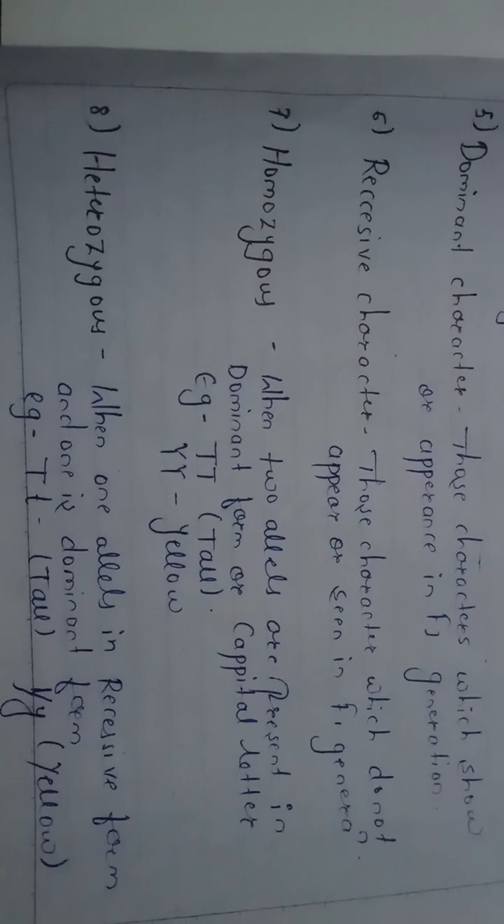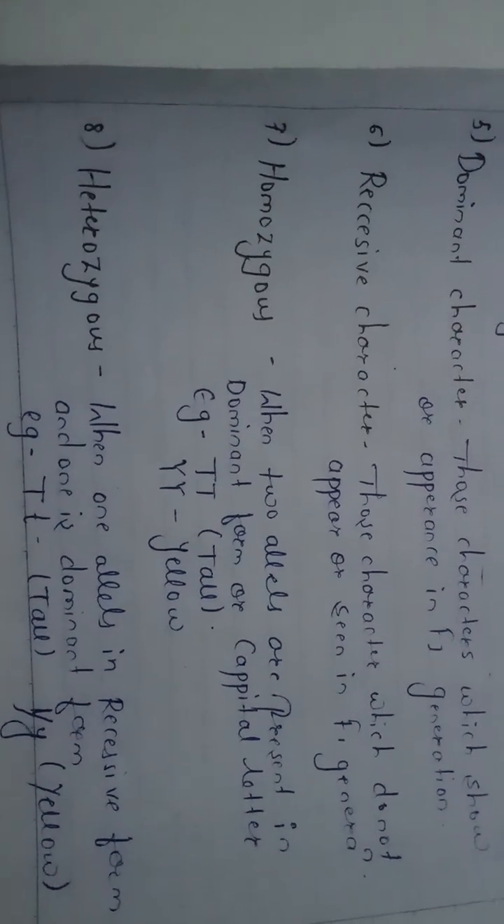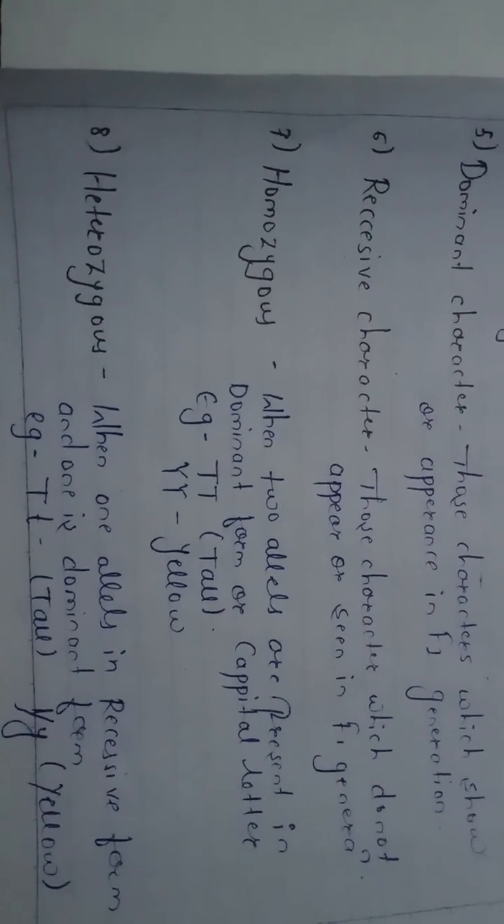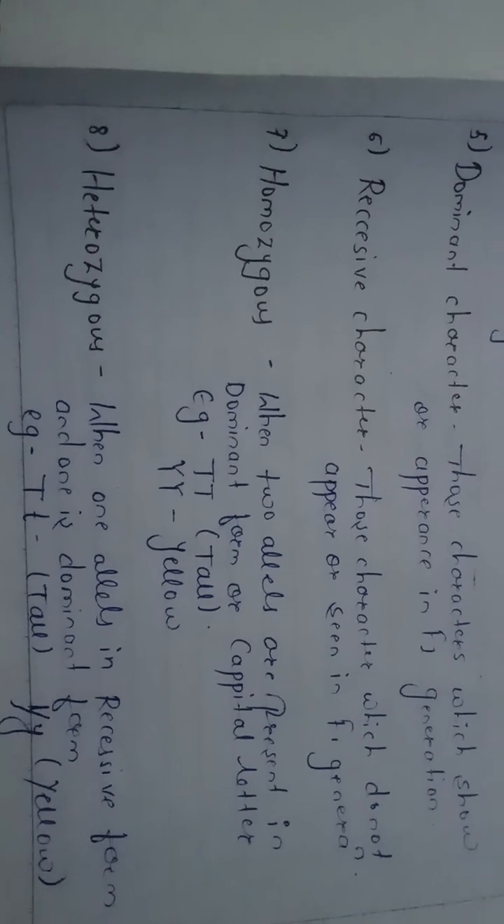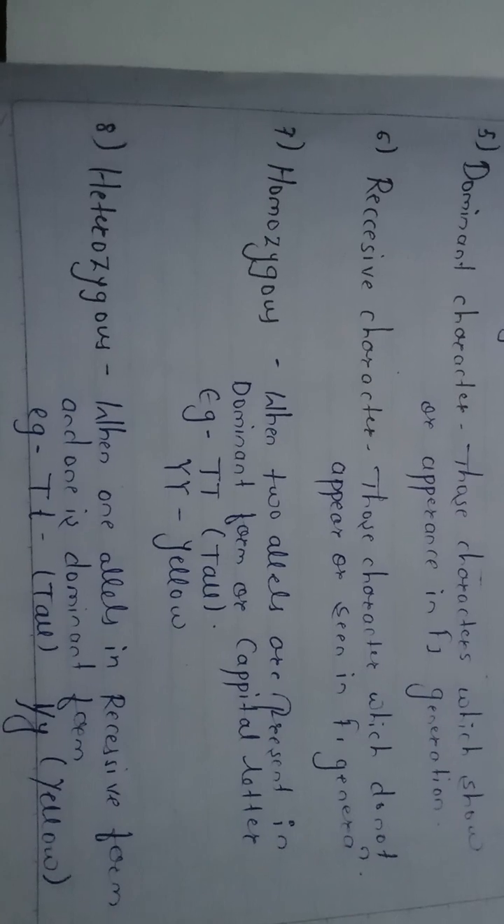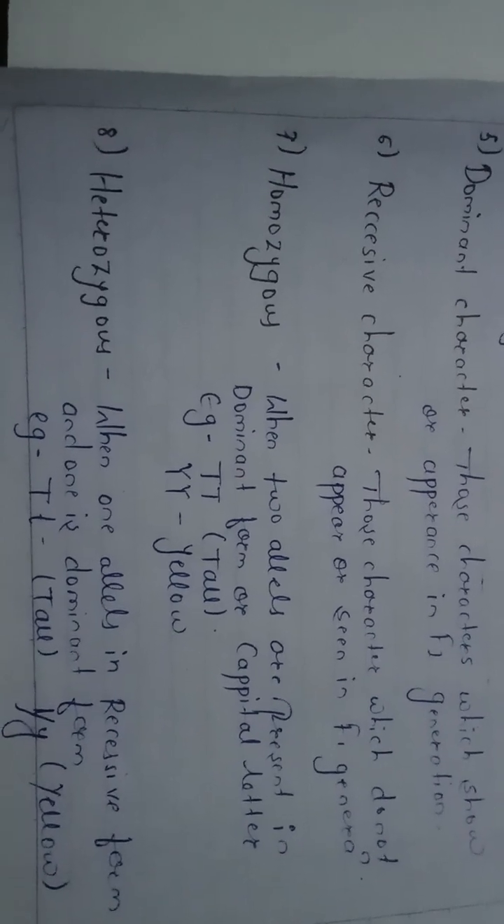The eighth is heterozygous. When one allele is in the recessive form and one allele is in the dominant form, that is heterozygous. Means one letter in the capital form and another letter in the recessive form is heterozygous. Capital T and small t is heterozygous tall. And again the second example, capital Y small y is heterozygous yellow dominant.